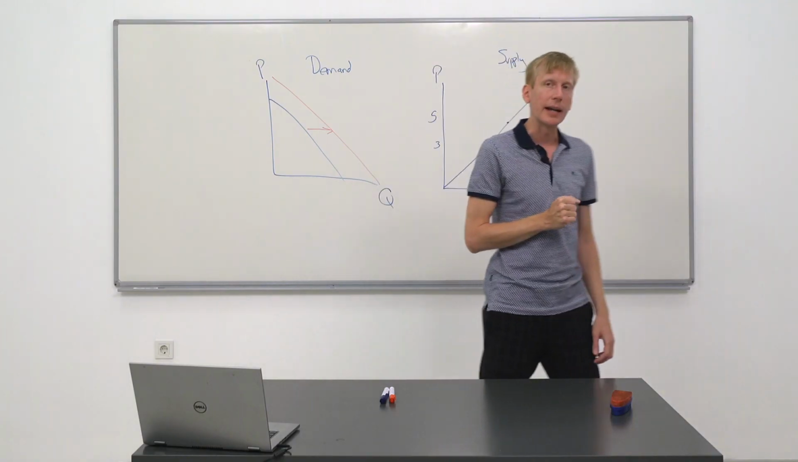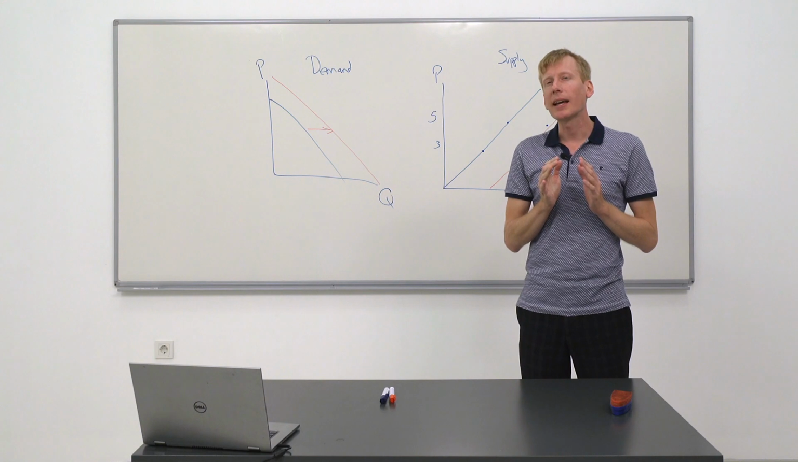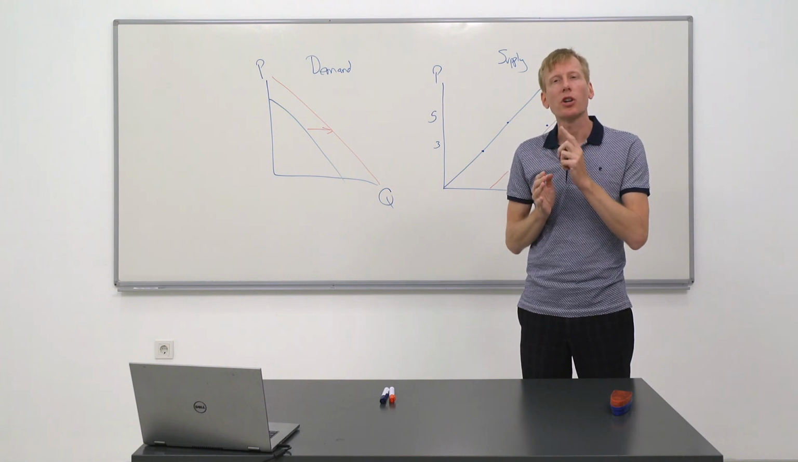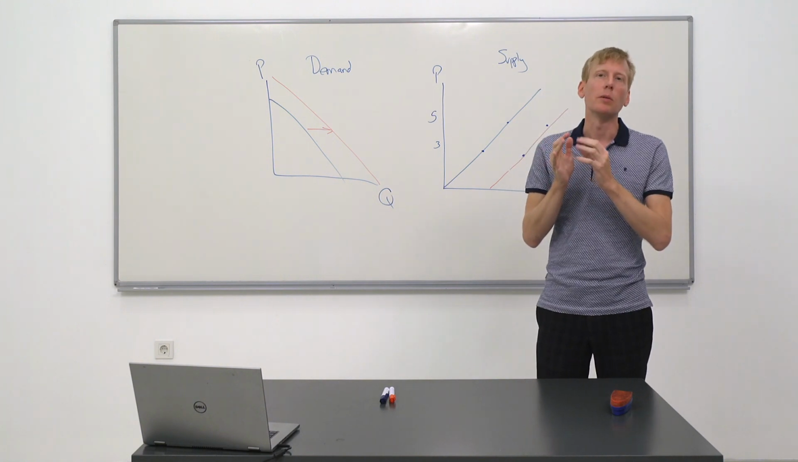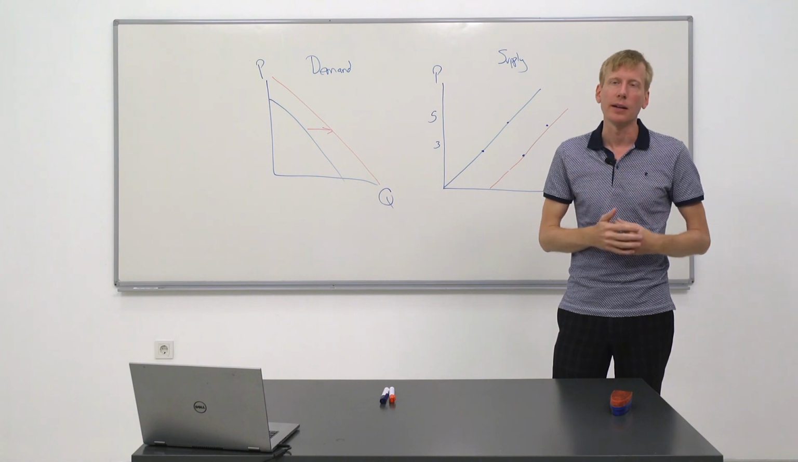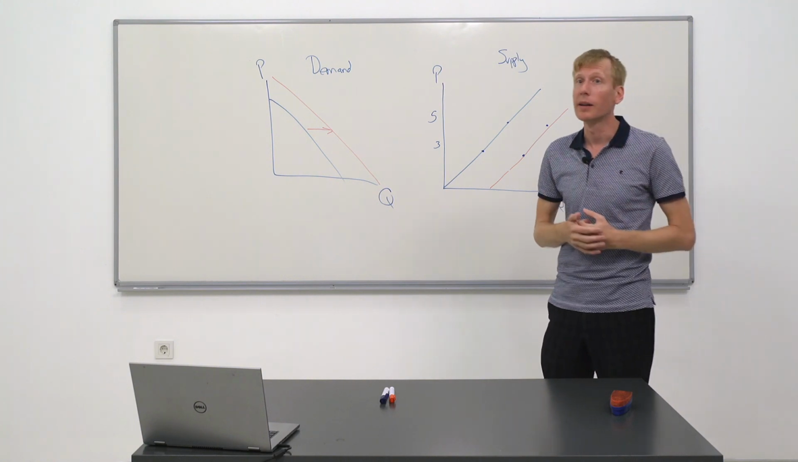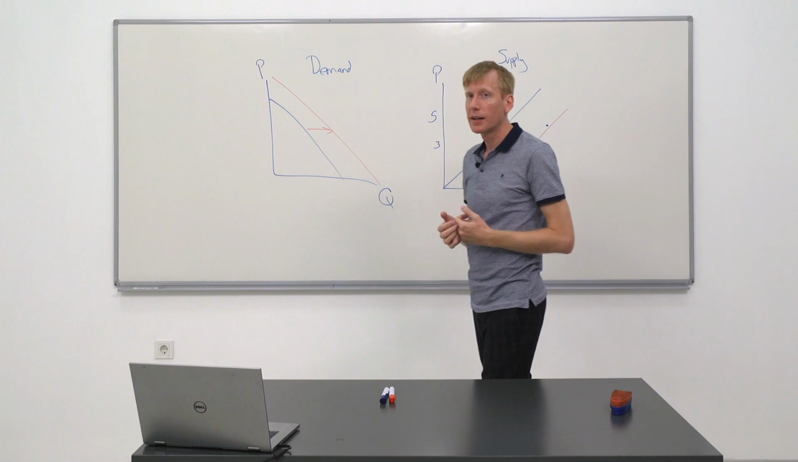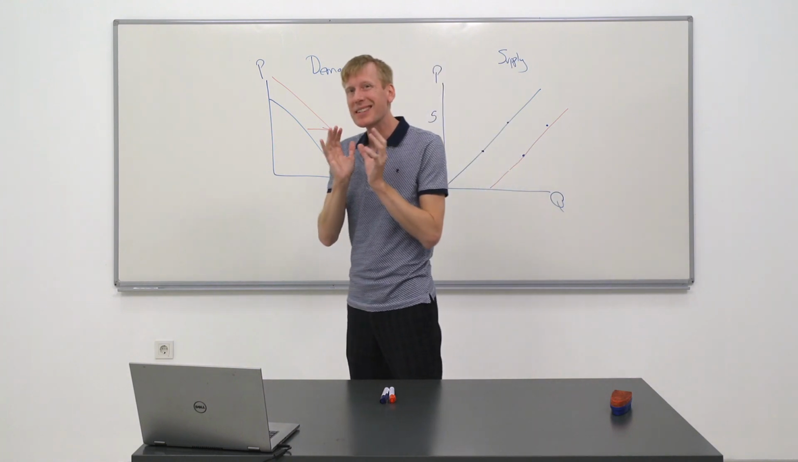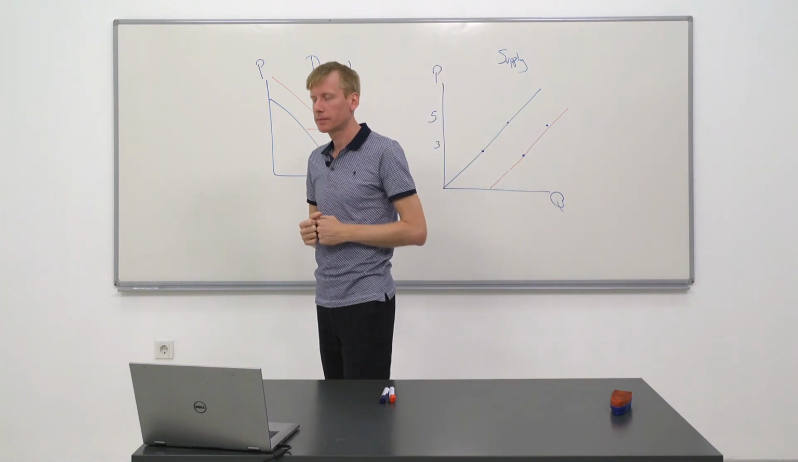Last thing we want to look at is the steps for analyzing some kind of a shock that might occur to a market, be it a latte market, be it the oil market, be it the apartment market. What happens if something suddenly changes?